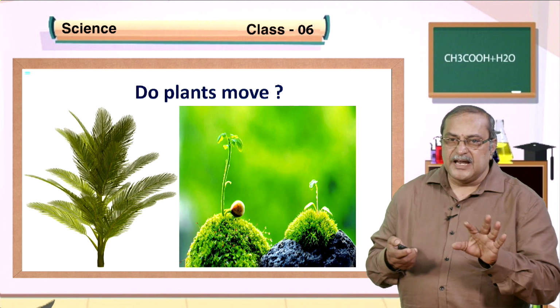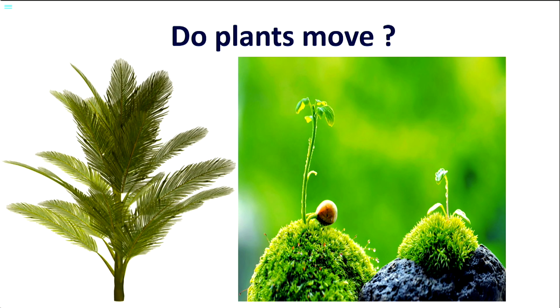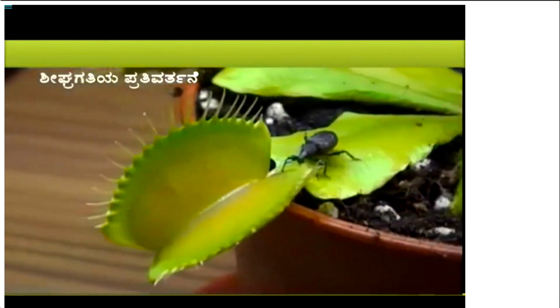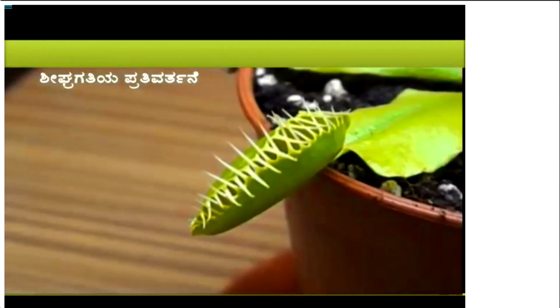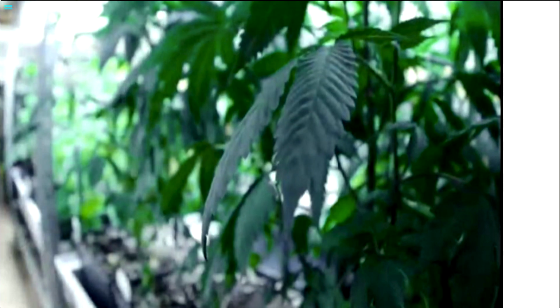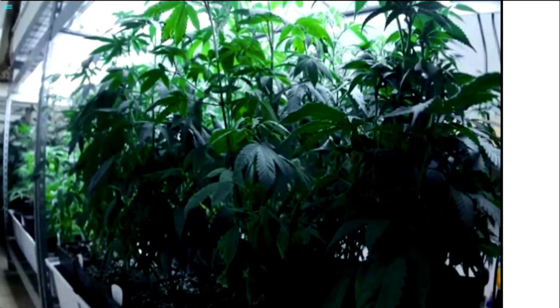Okay, these are the plants. So do they move? See, they are fixed on the stone. They are fixed to a particular place. But still we can see some movements in the plants. Let us see what they are. See this one. The insect is entering into this one. That is also a type of movement. Here, see, the leaves are drooping. Slowly they are moving.